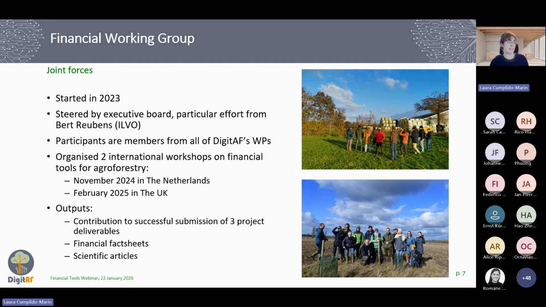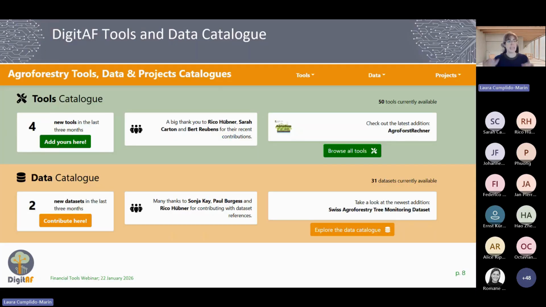And as outputs, I want to briefly mention the contribution to successful submission of 3 project deliverables. We are currently working on some financial fact sheets that we will hopefully publish soon on the project website. And we are also working on some scientific articles that will be coming soon, hopefully this year at some point.